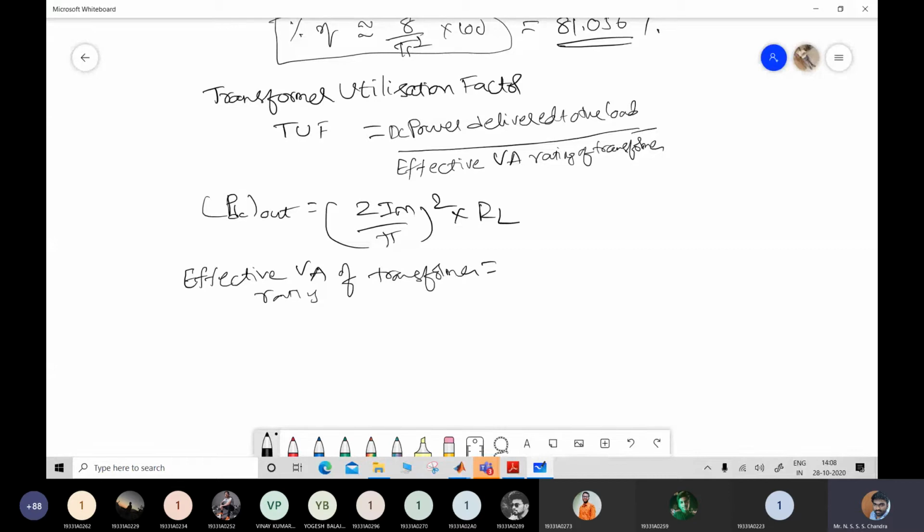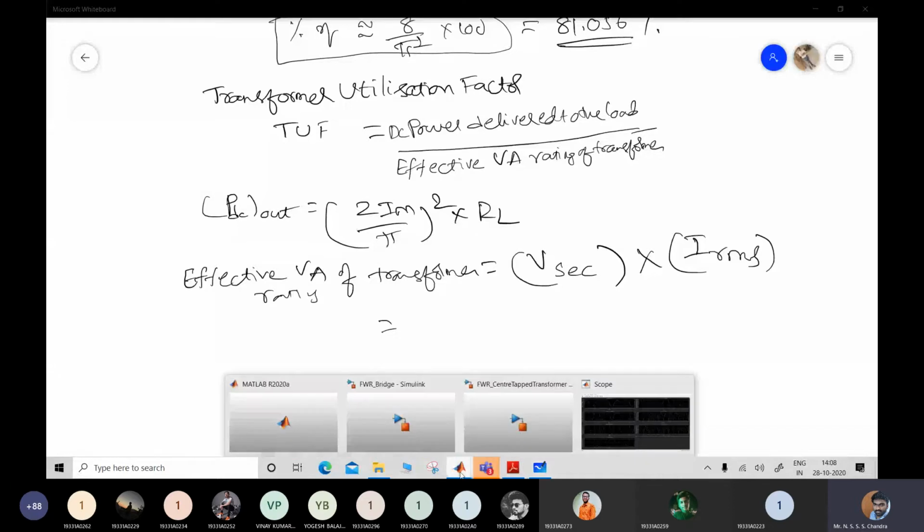So the effective VA rating of the transformer is equal to the secondary voltage rating of the transformer at the input terminals, multiplied by the current in the circuit. So what is the voltage of the secondary of the transformer? We'll go back to the simulation diagram once if you require.